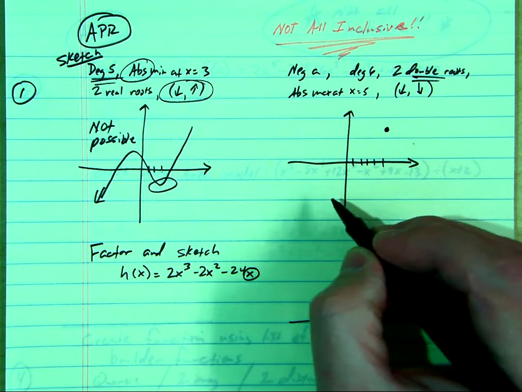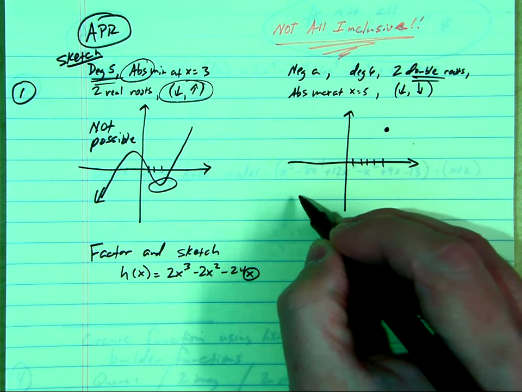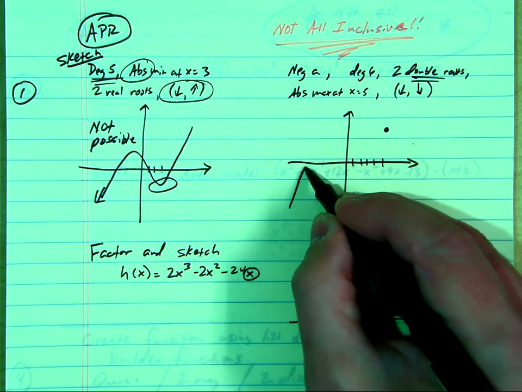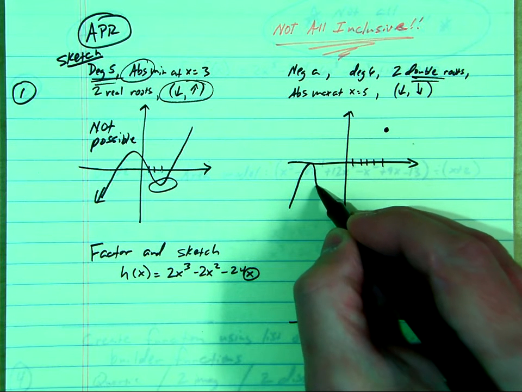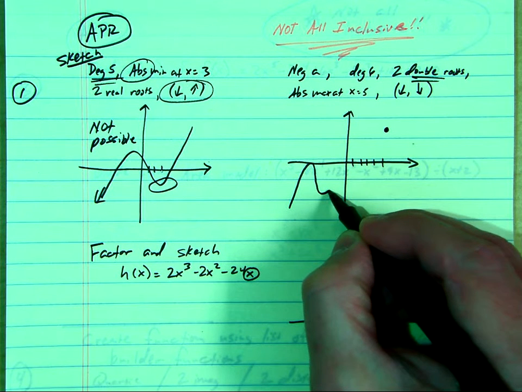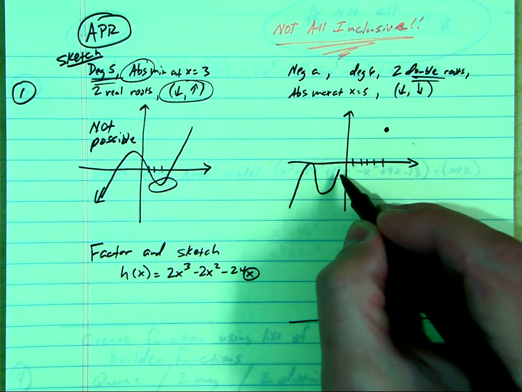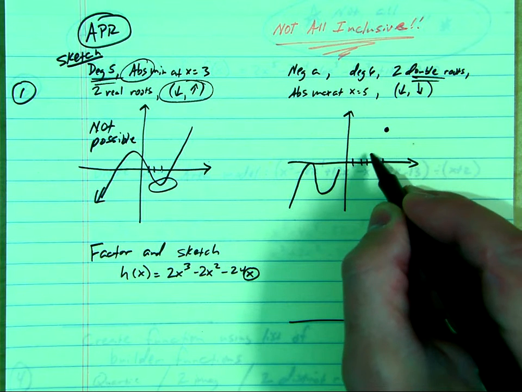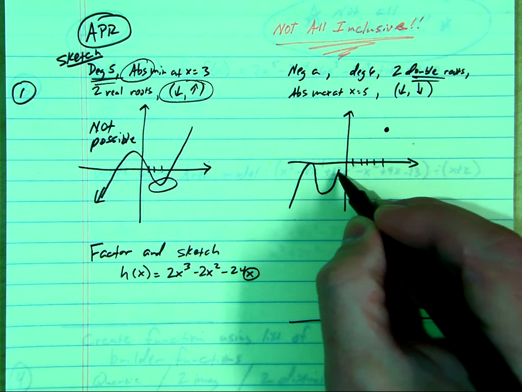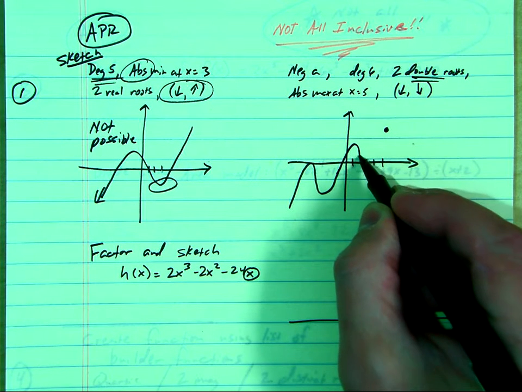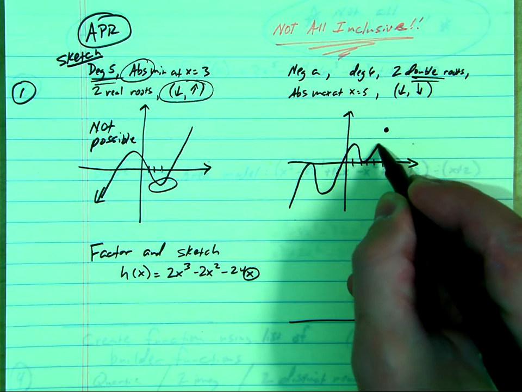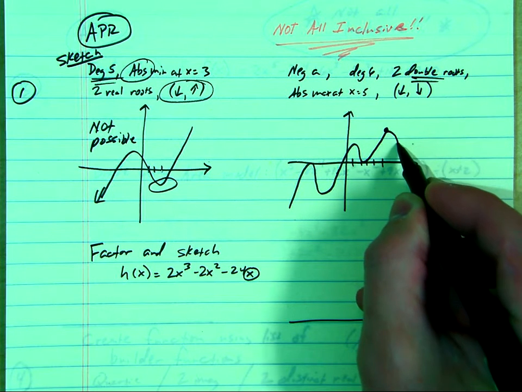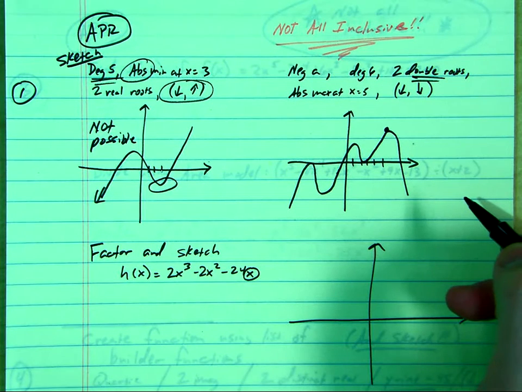Okay, this is going to be interesting. Let's see. How about there's one double root. There's another double root. Is that a degree 6?